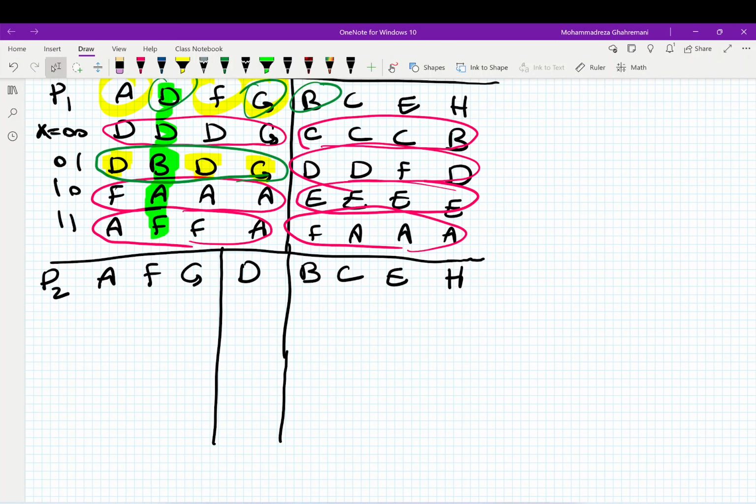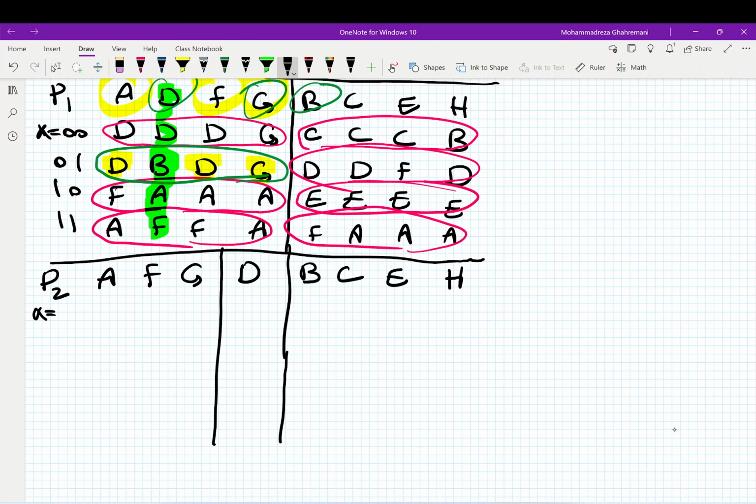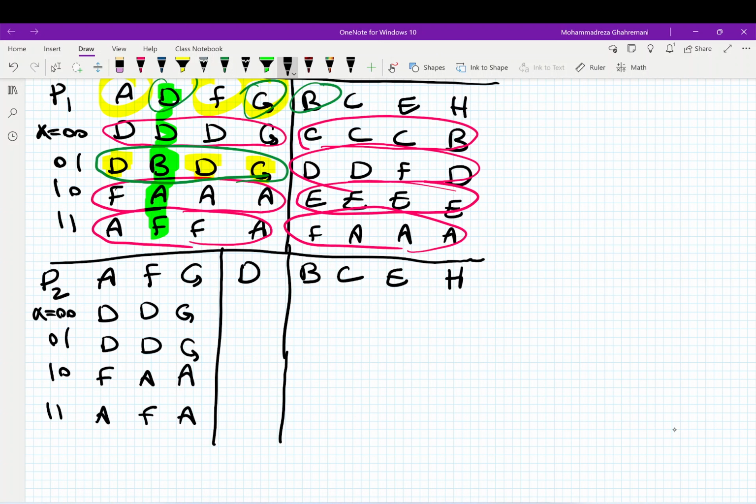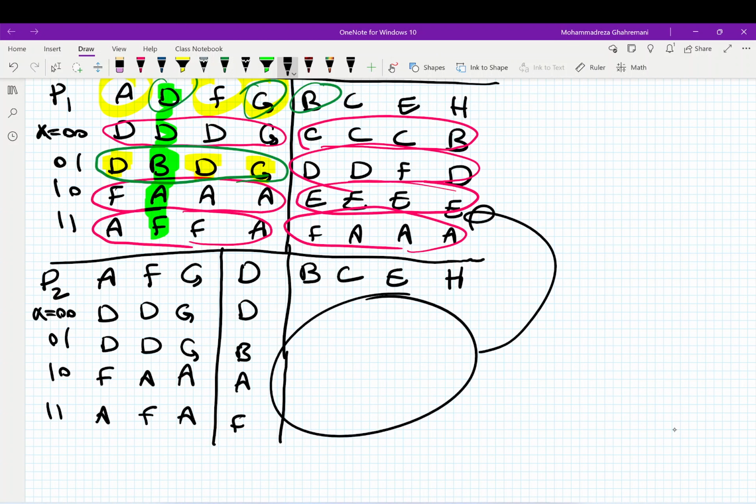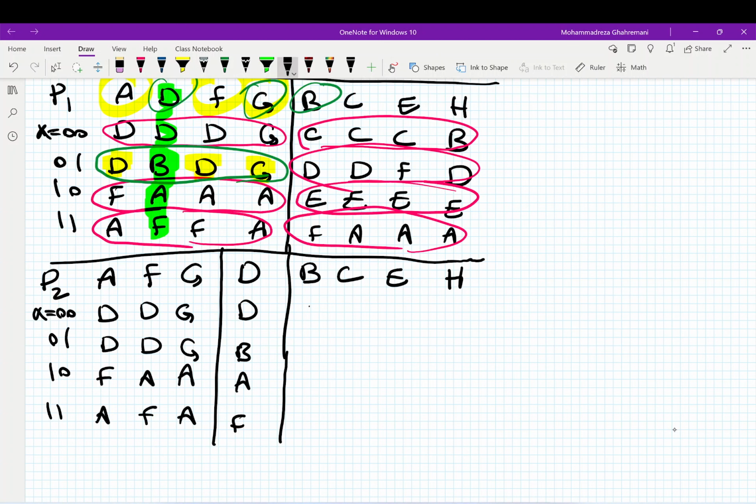Now it's time to write the outputs. So for x equal to 0, 0, 0, 1, 1, 0, 1, 1. Let's write it. So it is D, D, G, D, D, G, F, A, F, A. Okay, for D it is D, B, A, F. But here everything is similar to the previous partition, so we just copy everything.